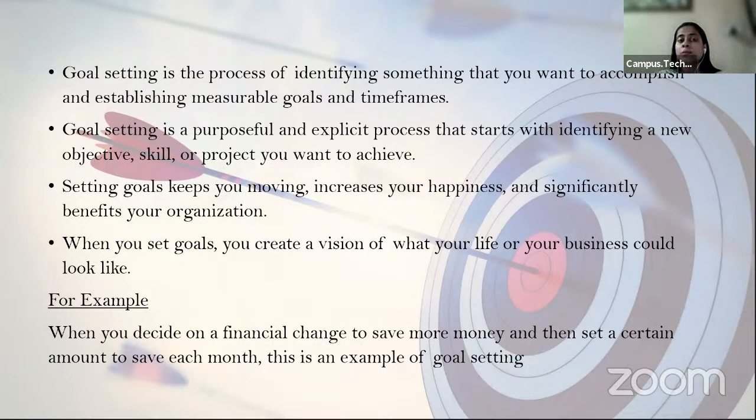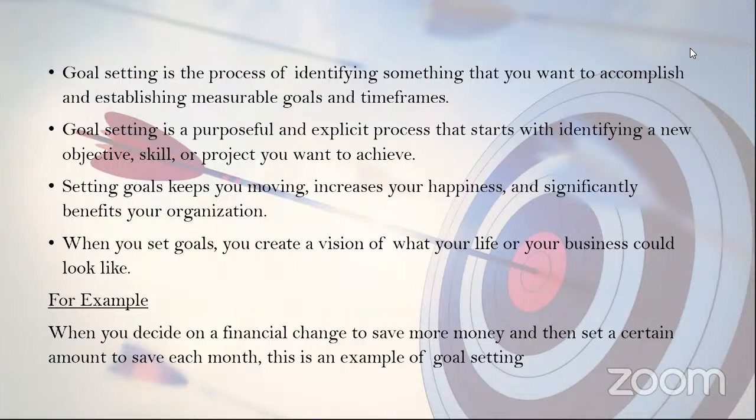Goal setting is a purposeful and explicit process that starts with identifying a new object, skill, or project that you want to achieve. Before setting goals, you need to identify the objective or the project, what you want to achieve in life, what you want to work for. Then only you can set the goal. If you don't know what you want to achieve, in which direction you are working, you cannot set any goal. You cannot go for goal setting without knowing that.